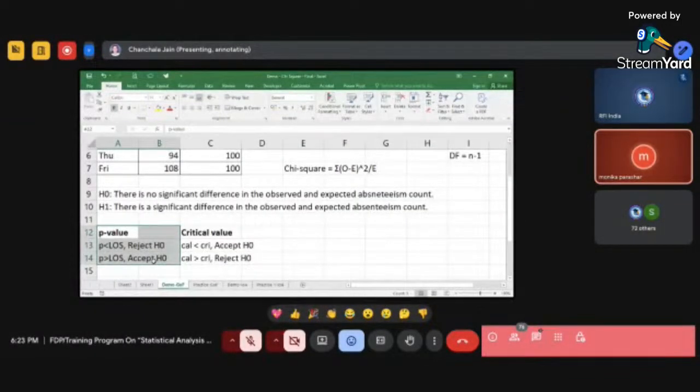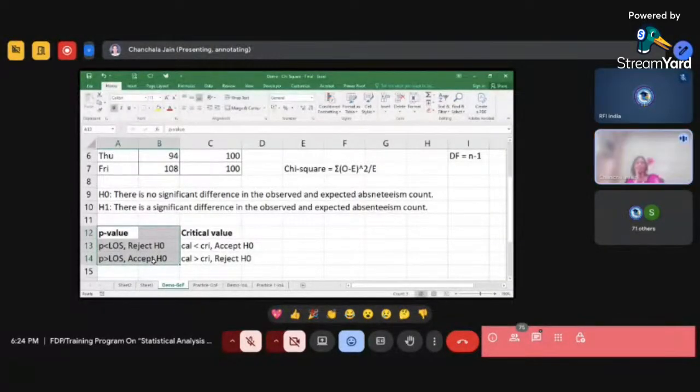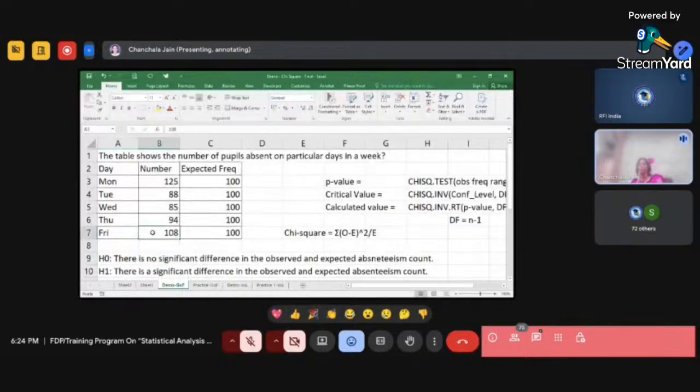Ma'am, only one more question. Ma'am, in the Excel sheet, how can we identify? The question is: the table shows the number of people absent on particular days in a week. So how can we identify that we have to apply the chi-square test here? I think I started with the same, ma'am. I said there is one categorical variable. Absenteeism, according to the days, is given. Absenteeism is given in the count form. Okay.